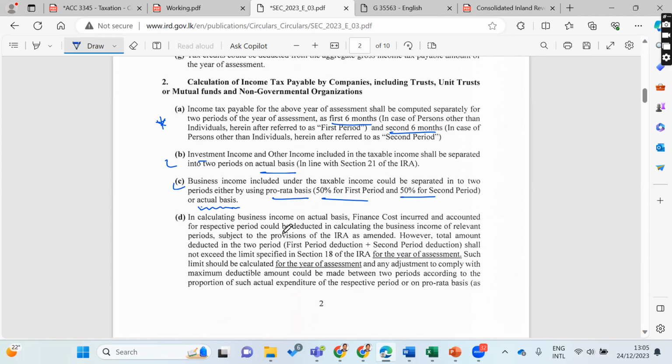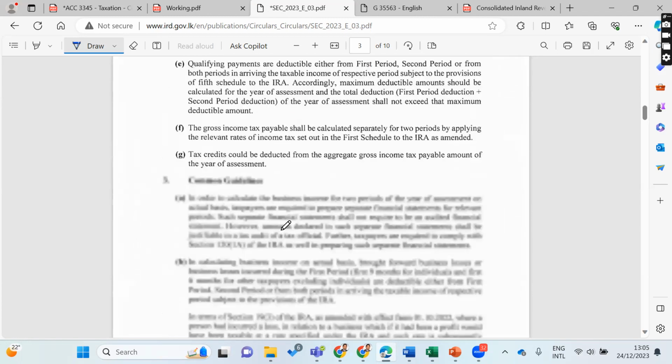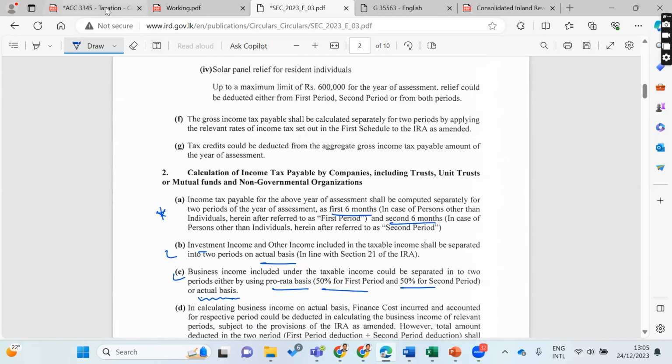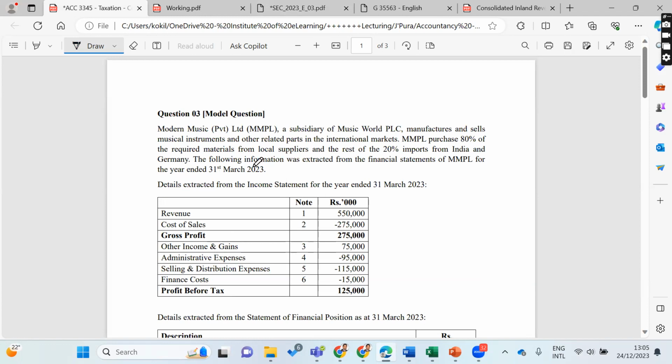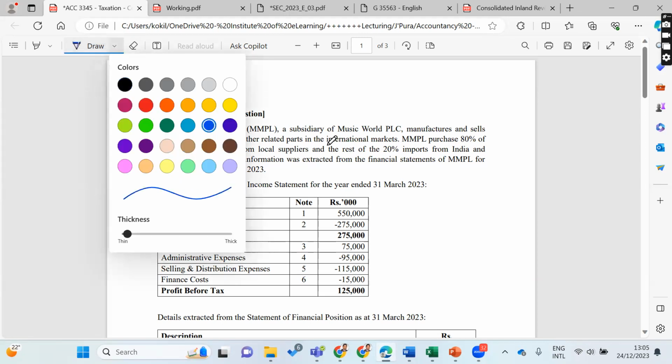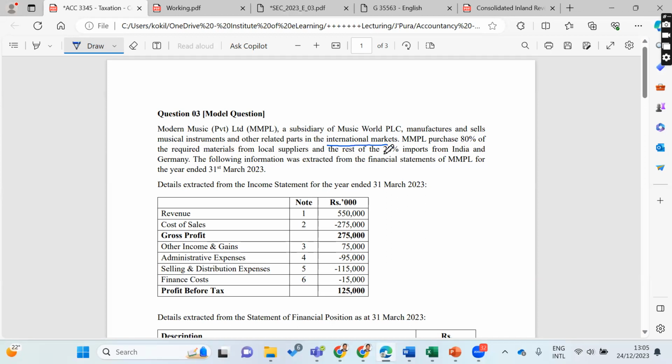When it comes to other things, we'll discuss as and when required, when discussing the theoretical areas. So here, the question for the year of assessment 22-23: Modern Music, a subsidiary of Music World PLC, manufactures and sells musical instruments and other related parts in the international market. International market, very important, so we can get a clue from this question. They are making sales to the international market as well. We don't know if they have local sales. Let's read it.